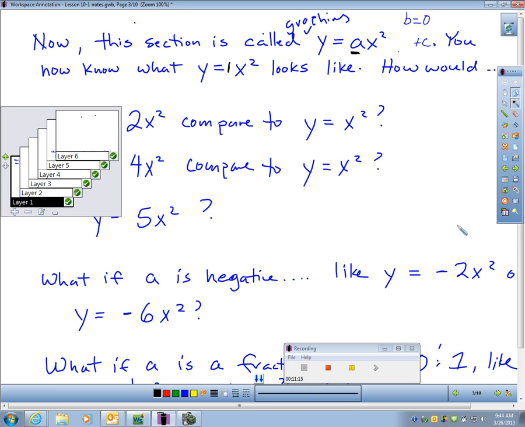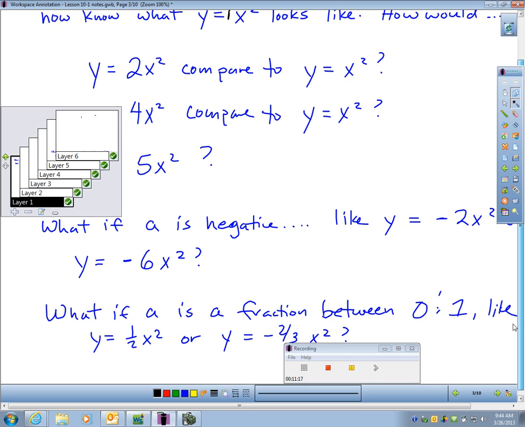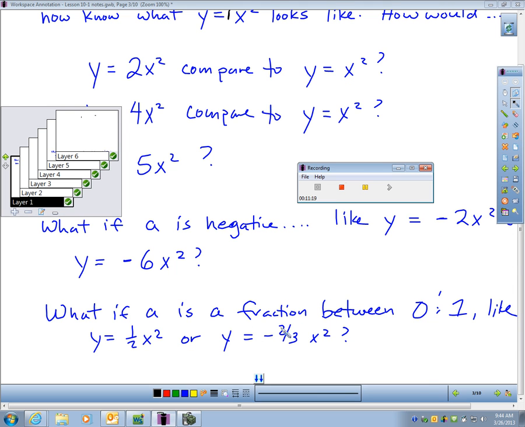And then there's one final scenario that we have to cover. What would happen if A is a fraction between 0 and 1, like half or negative 2/3? You already ought to know the answer to this. You might want to pause the video and think about it before we actually do it on the calculator.